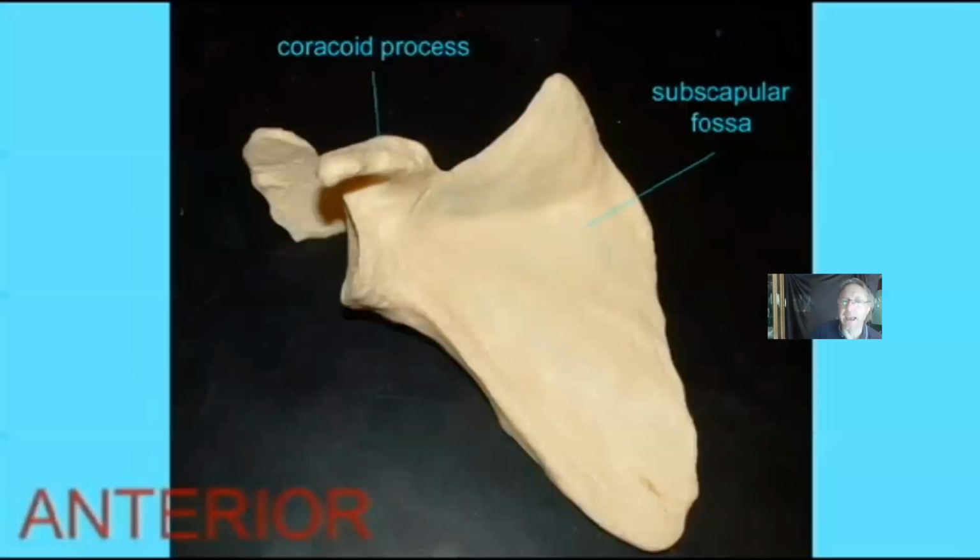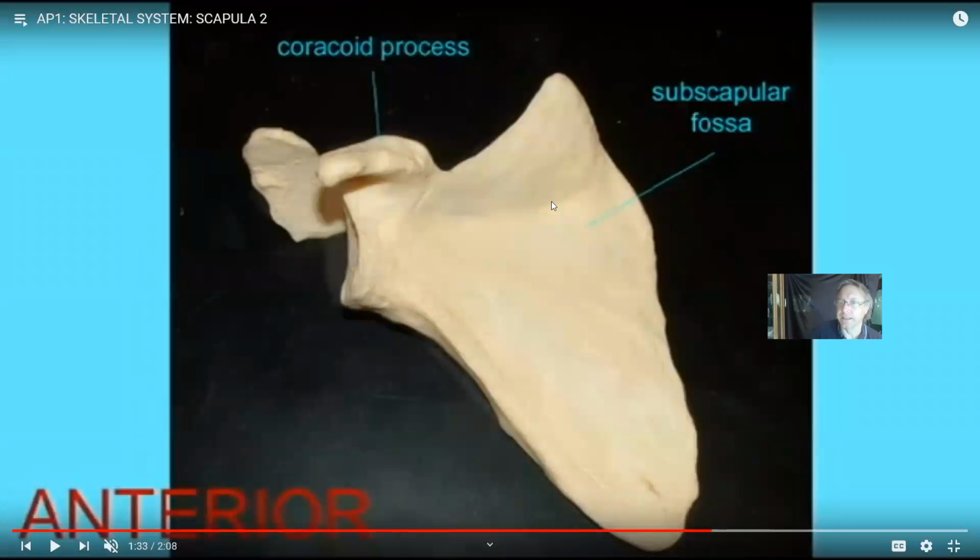Now notice here's the other surface of the scapula, the anterior surface. Notice that there is no spine.